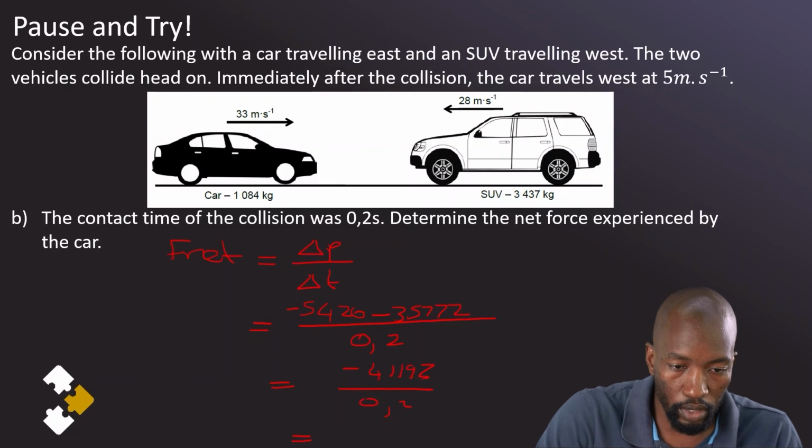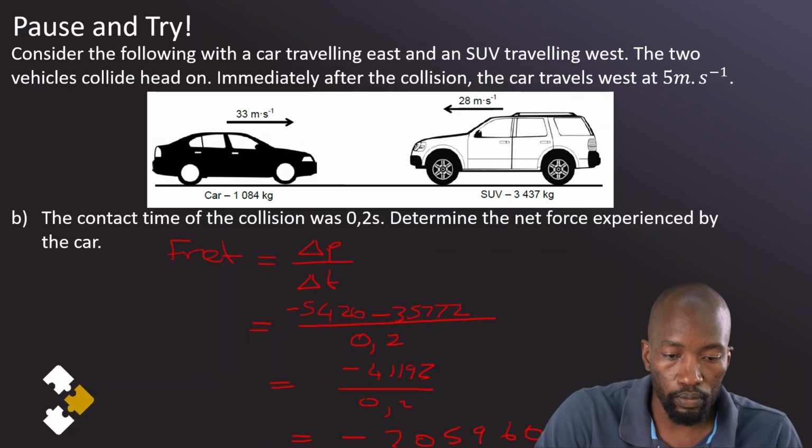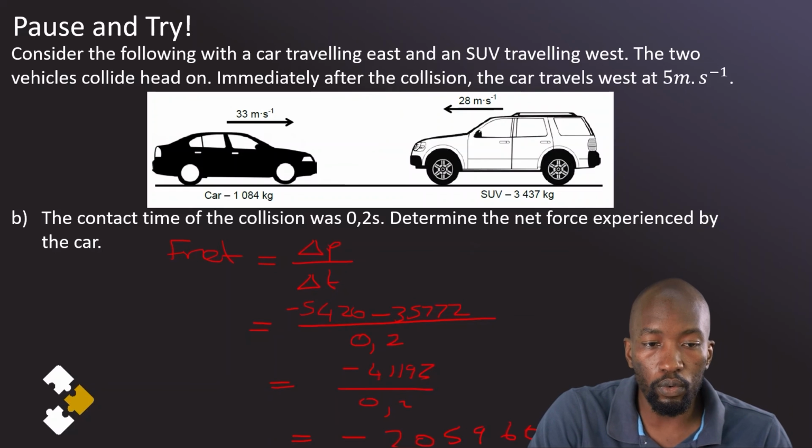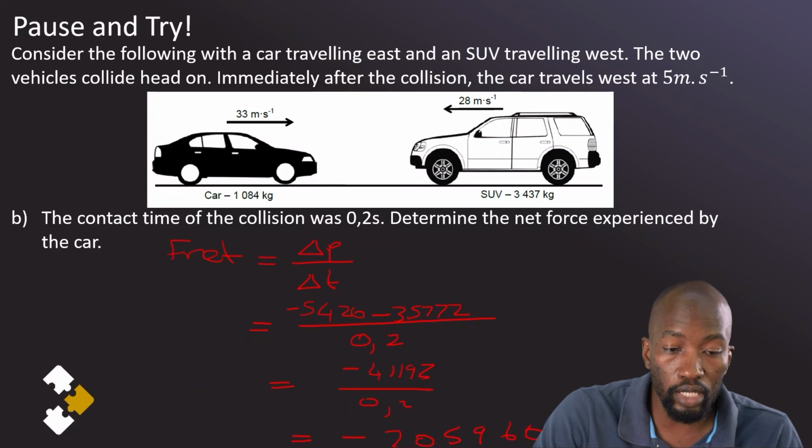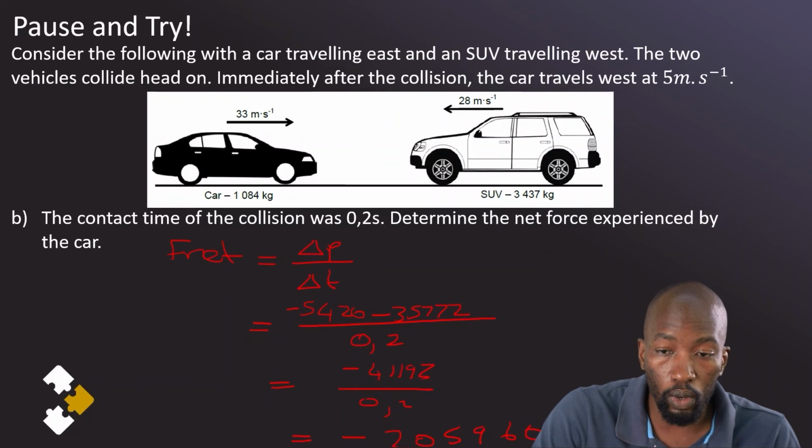Then let's check on our calculators. And that gives us negative 205,960 newtons, right? And this is a very big force because it bumped into a car with a very big momentum. So it bumped into this one and it even changed direction. So you expect this to be quite big.